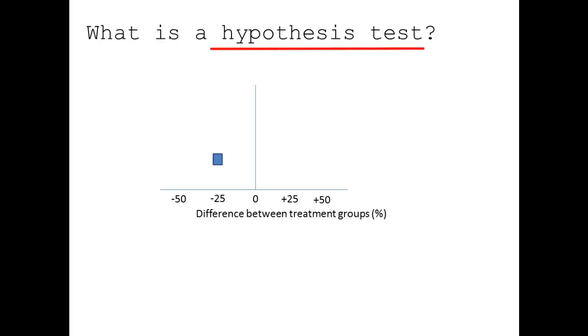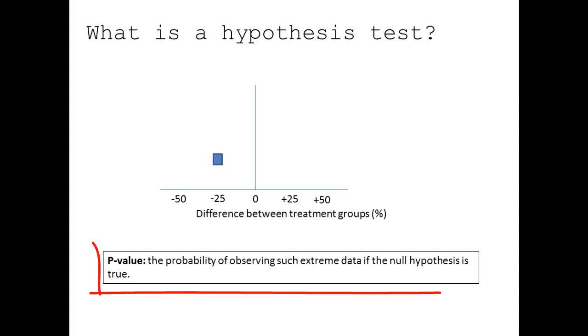A statistical hypothesis test allows us to assess whether the observed difference we find in a study could be due to chance as opposed to a true difference. Chance is estimated using a p-value. P stands for probability. A p-value is the probability of observing such extreme data given the null hypothesis is true. So the null hypothesis is typically stated as no difference, no effect, etc.